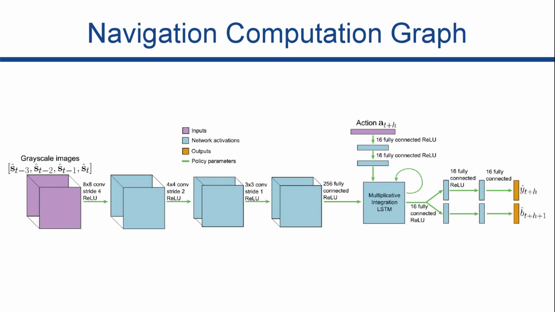To instantiate this graph for navigation, we parameterize the model using a recurrent neural network. The recurrent neural network takes as input the past 4 grayscale images and passes these through convolution layers to form the initial hidden state. The core of the RNN is a multiplicative integration LSTM cell that takes as input each action and uses the output to produce Y hat and B hat at each time step. These outputs could correspond to rewards or collision probabilities.